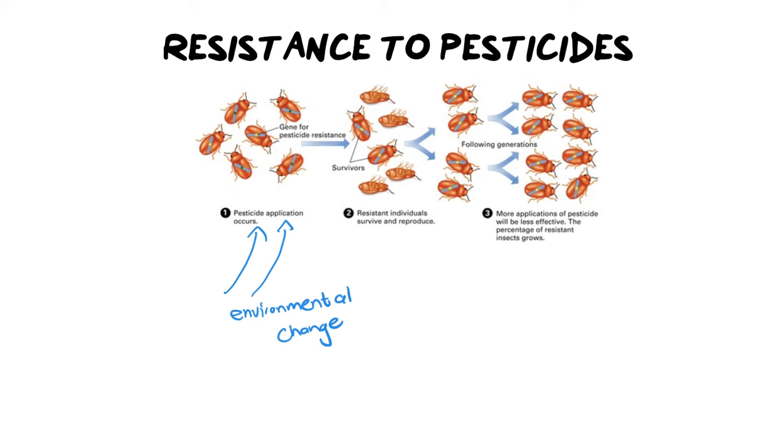Any of the organisms carrying the gene, over here, I'll just highlight it for you so you can see it, the gene for pesticide resistance, these beetles are going to survive. And as you can see in step 2, the resistant individuals survive and reproduce. You can see all the other ones died. They pass on that favorable resistance, and more applications of pesticides will be less effective, and the percentage of resistance grows. That is because the pesticide is killing everybody who is not favorable, which means they are not resistant. And all of those that are resistant get to survive, reproduce, and pass on that favorable gene.